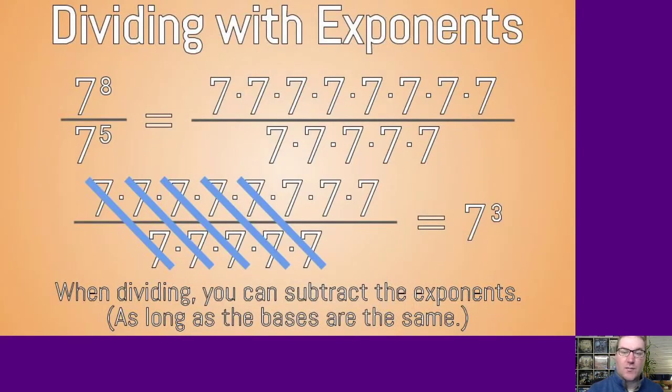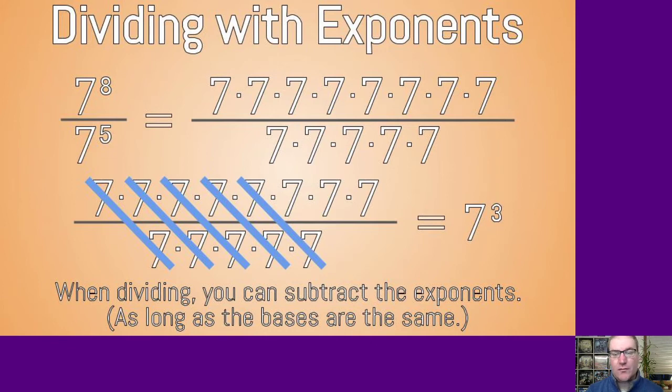The next law deals with dividing exponents. In this example, we have 7 to the 8th power divided by 7 to the 5th power. So in my numerator, I wrote 7 times itself 8 times. And in the denominator, I have 7 times itself 5 times.